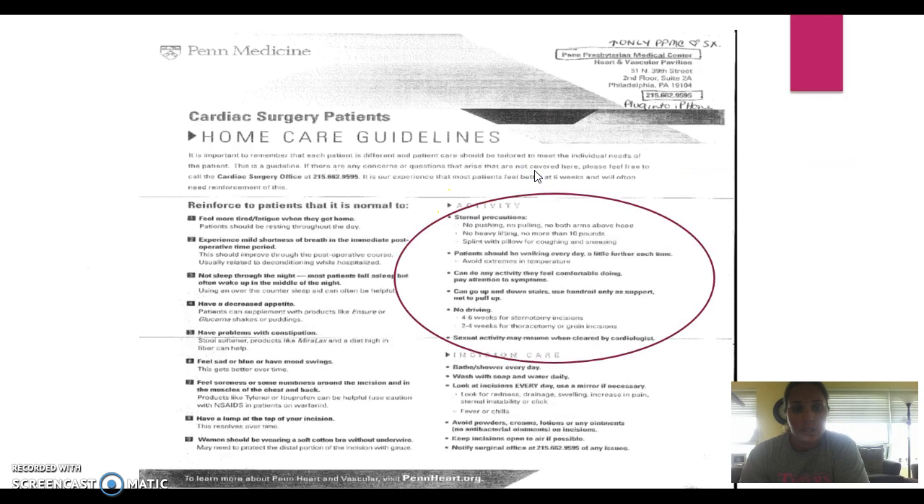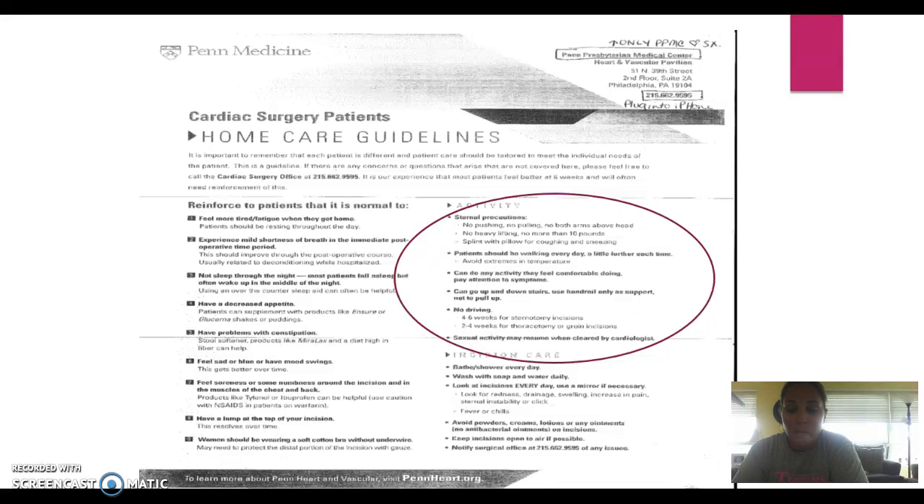This is just a guideline for home care that we use for cardiac patients that discusses, as you can see in the purple circle, sternal precautions. So as we mentioned, no pushing, no pulling, no both arms overhead, no heavy lifting more than 10 pounds. Like I mentioned, squeezing the pillow to cough or sneeze. It's good to walk every day, a little further each time. Do not walk in extreme temperatures. Can do activity you feel comfortable doing and pay attention to symptoms.